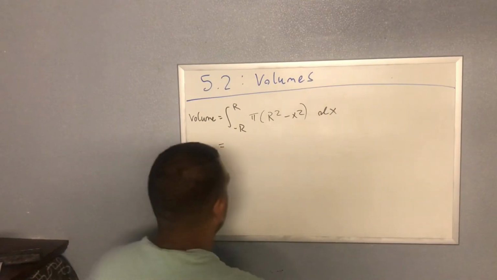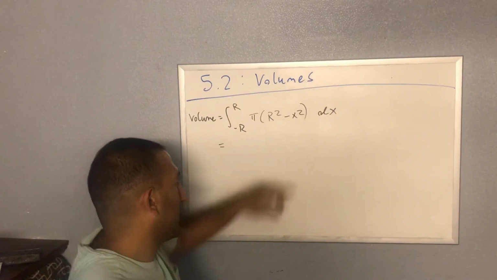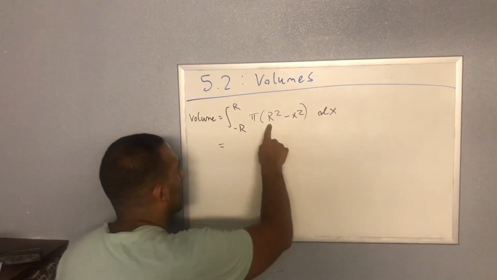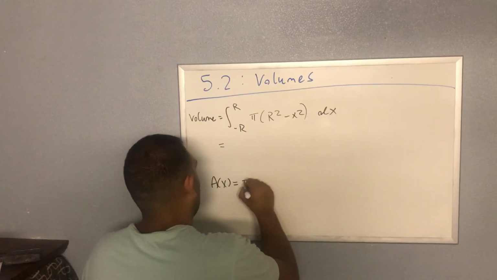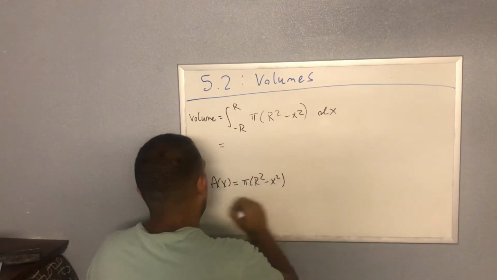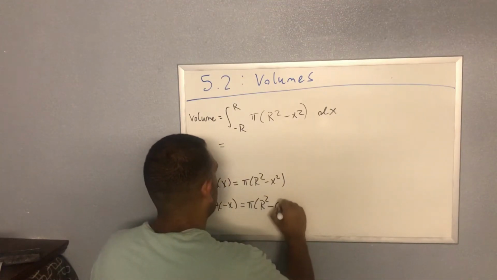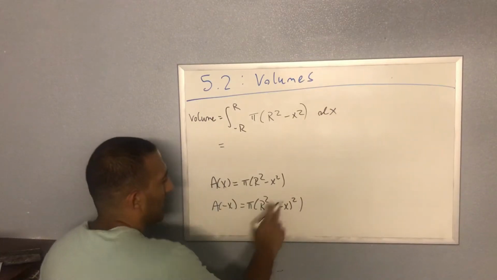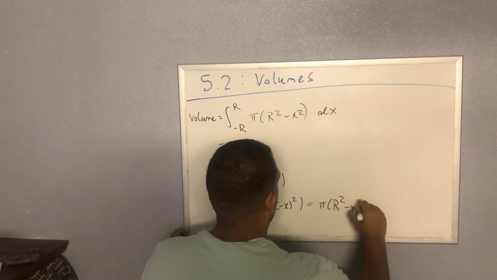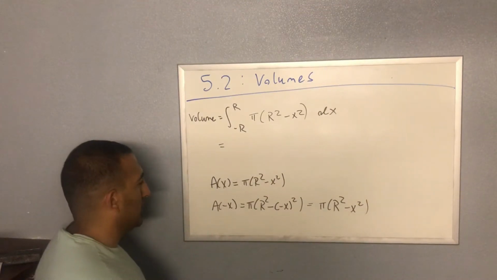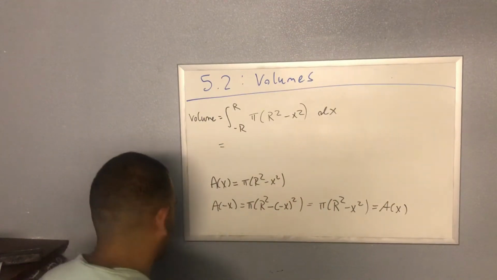Now notice that this is an even function right here, because the r is a constant. So if you think about A of x is pi times r squared minus x squared, what happens when you put negative x in here? This is pi times r squared minus negative x, this whole thing squared, but this is just the same as pi times the same thing, which is A of x. So A of x is an even function.